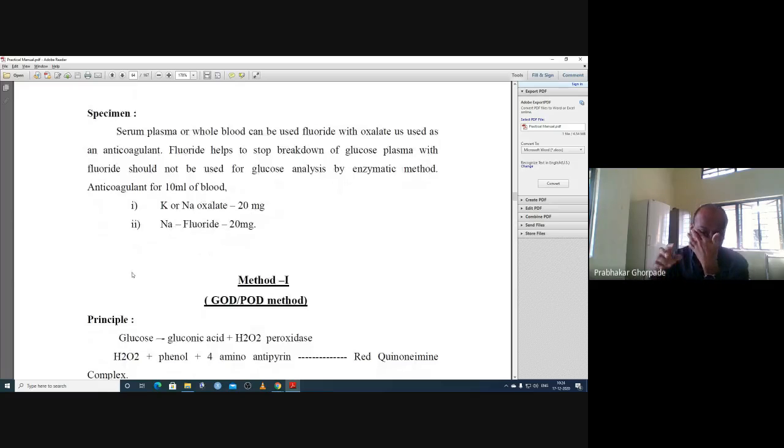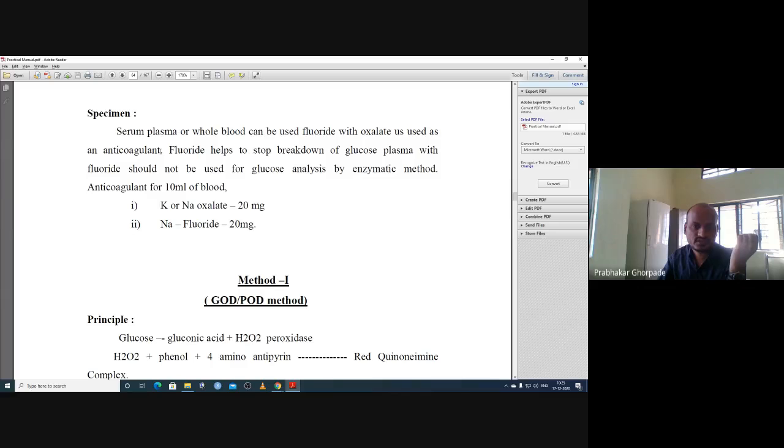Specimen. So what specimen to use? Serum, plasma or whole blood can be used, with fluoride oxalate as an anticoagulant. Fluoride helps to stop the breakdown of glucose. However, plasma with fluoride should not be used in glucose analysis by the enzymatic method.